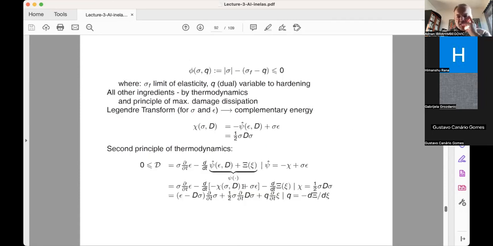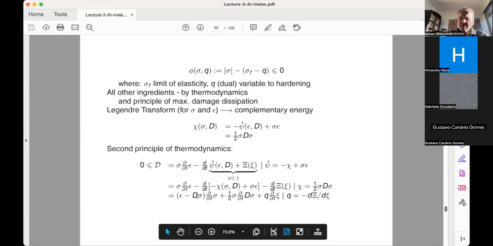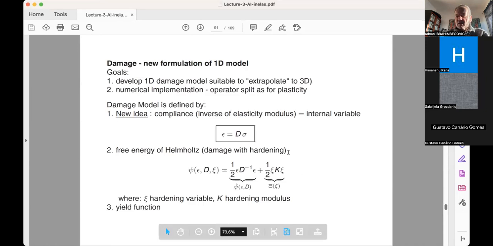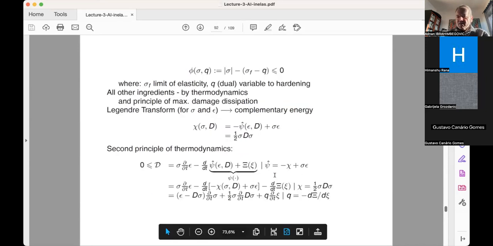Then I go through this development. I take the computation of this derivative, and at the end I get the final form, which is epsilon minus D sigma multiplied by sigma dot, plus 1/2 sigma times D dot times sigma, plus q times psi dot. And basically q here is the derivative of this uppercase psi with respect to lowercase psi. It's equal again to minus K times psi, given that this is a quadratic form. It's like in plasticity. What has changed?